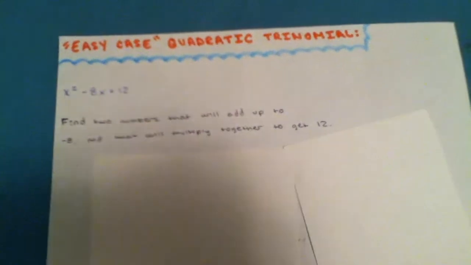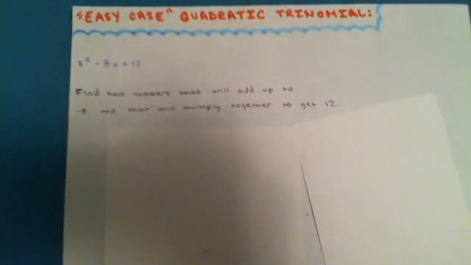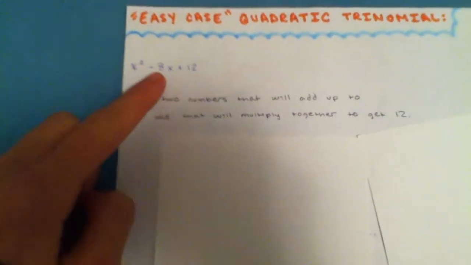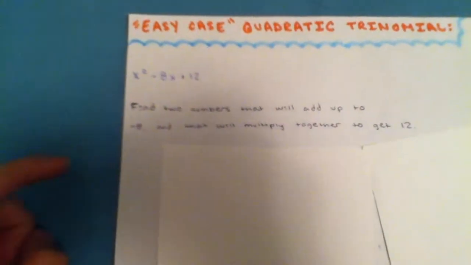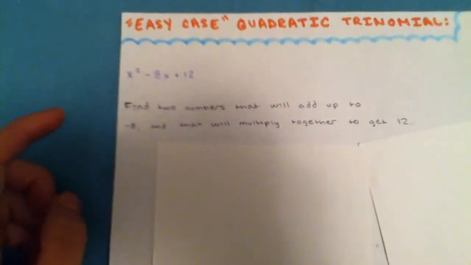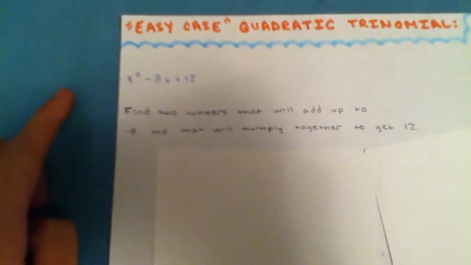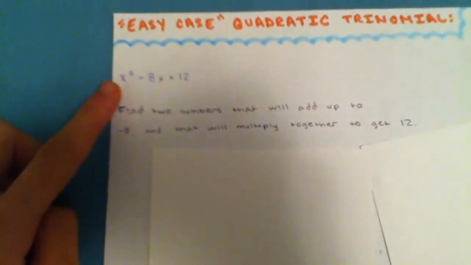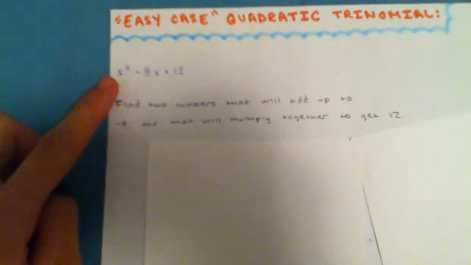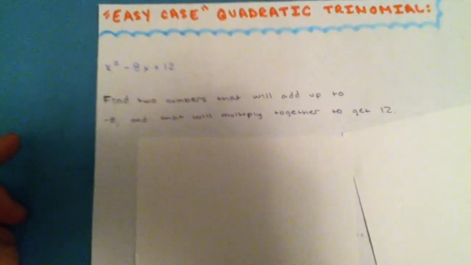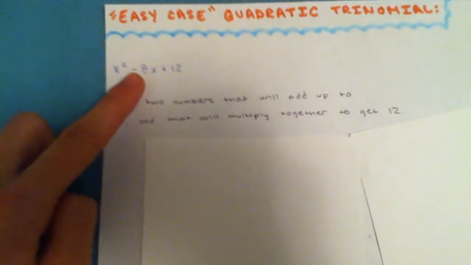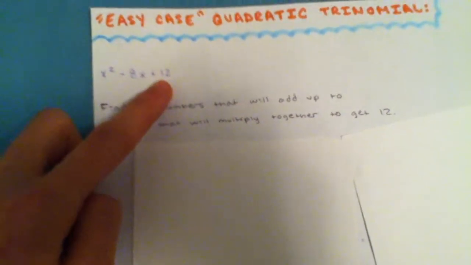Our next expression is an easy case quadratic trinomial. X squared minus 8x plus 12. This is considered an easy case because the coefficient here would be a, this is b, and this is c. In easy cases, a equals 1, so we just see the x. Now, to factor this, we would need to find two numbers that will add up to get negative 8, and that will multiply together to get positive 12.